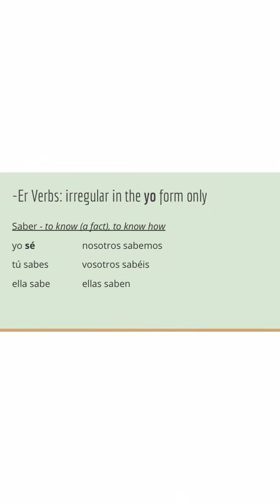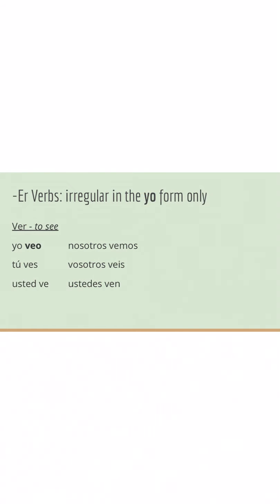Y saber. Saber. This one's important because we use this pretty frequently, talking about things that we know. If I say I know something, it is yo sé. But if you know something, it becomes tú sabes. She knows, ella sabe. Nosotros sabemos, vosotros sabéis, y ellas saben. And ver. Ver is to see, that yo form, veo. The rest, my friends, again, just like a normal verb, right there.